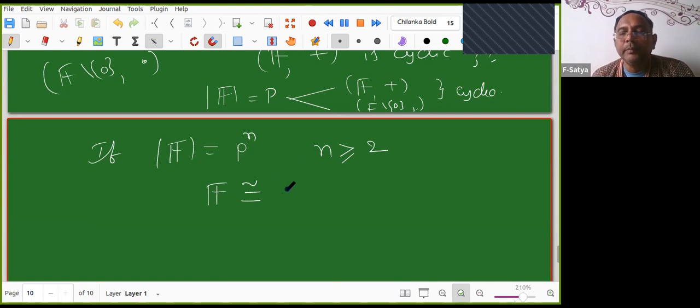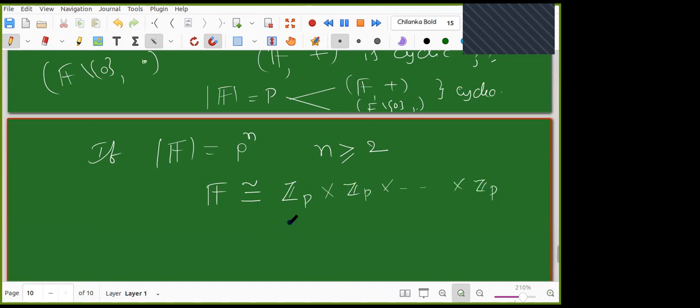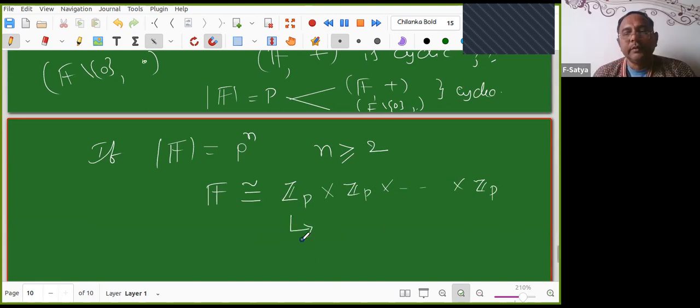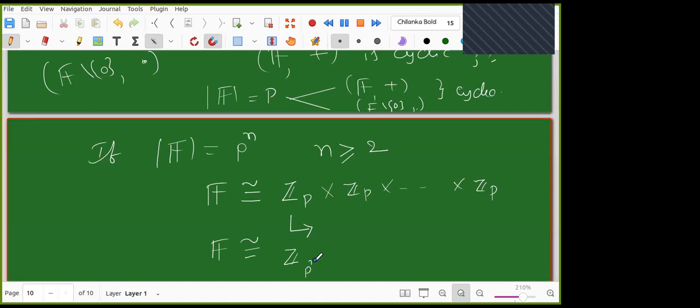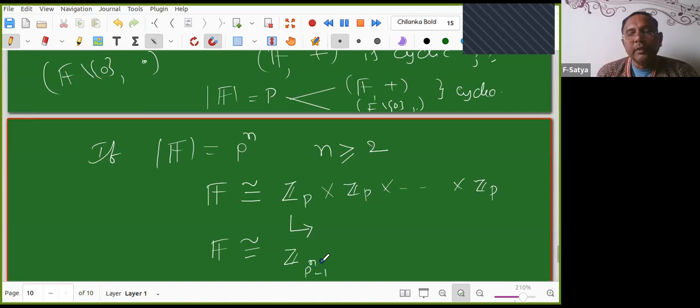So it is isomorphic to Z_p × Z_p × ... × Z_p. Are you following that? As groups, yes. So as an abelian group, it is isomorphic to that, while as a cyclic group, F minus 0 is isomorphic to Z_(p^n − 1). Are you following that? A beautiful structure, two different structures. It is called an elementary abelian p-group.